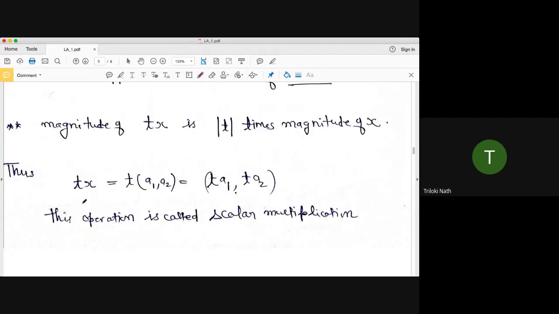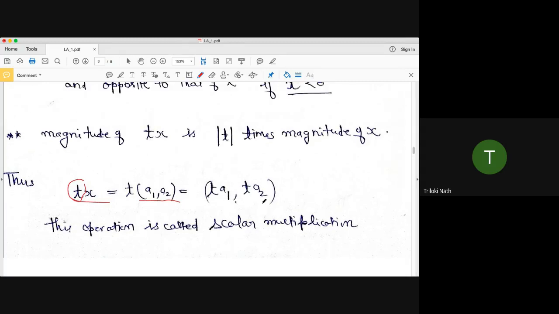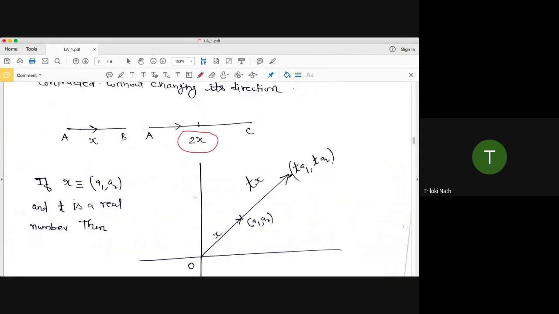And therefore, what about tx? tx is t times (a1, a2). So what are we going to do? We are multiplying this scalar t to this vector x. So what is the rule? The rule is to multiply each and every component by t, that is ta1, ta2. You can visualize from here also.